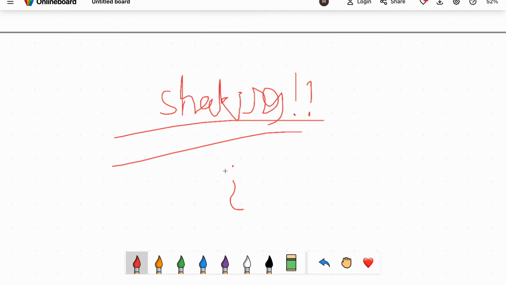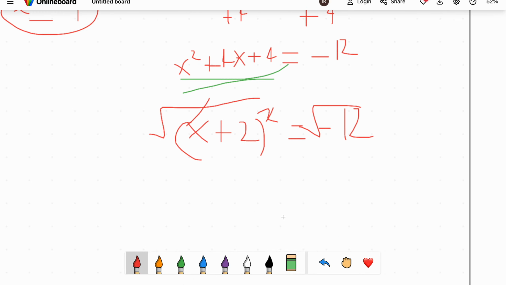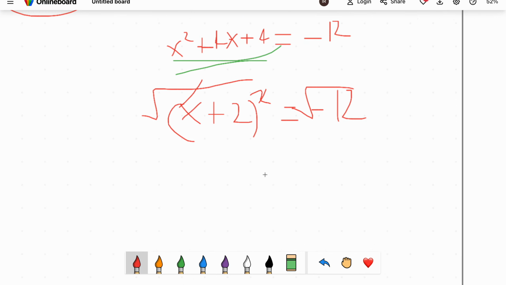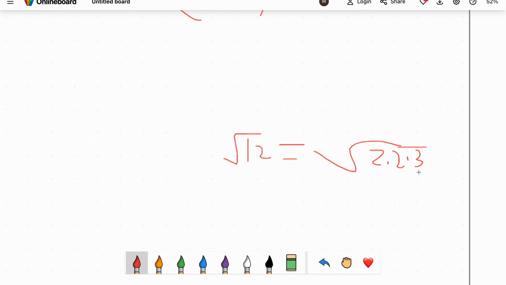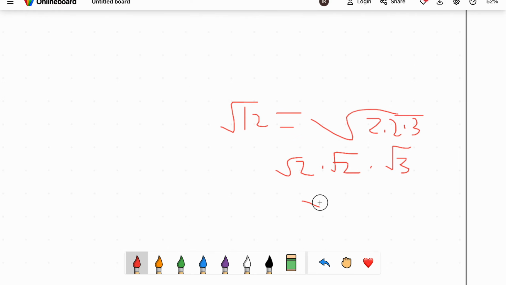Now we're supposed to use i. So let's use i now, right? First of all, we know that the square root of 12 can be factored into the square root of 2 times 2 times 3. It could be the square root of 2 times the square root of 2 times the square root of 3. That could be the square root of 4 times the square root of 3, right?